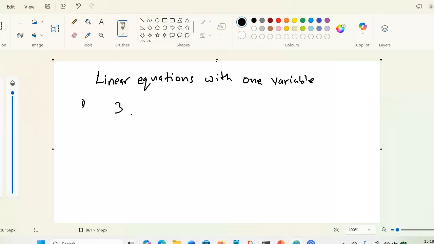So 3x plus 12 is equal to x plus 22. And the question is solve for x, just one variable. The way to do it is to make sure that you have all the x's on one side and all the numbers on the other side.